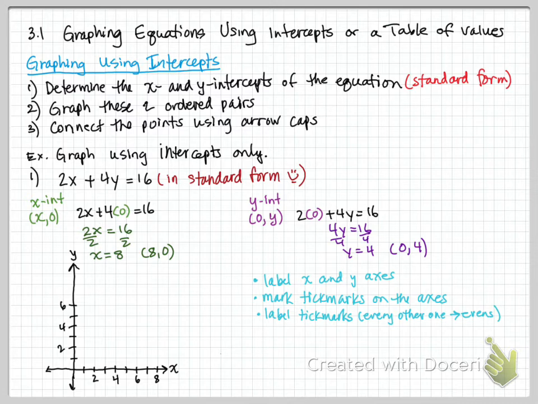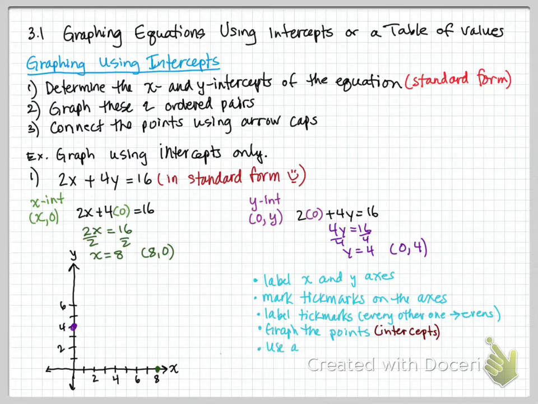Now I'm going to go ahead and mark the points. So graph the points. In this case, I'll just say points, but in our case, it will be the intercepts. Okay, so let's see, we've got (8, 0). That's our x-intercept, and (0, 4). That's our y-intercept.